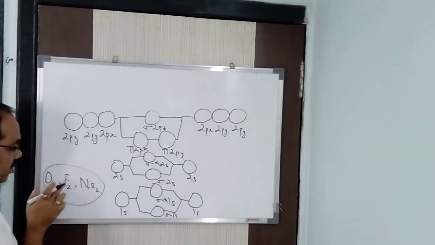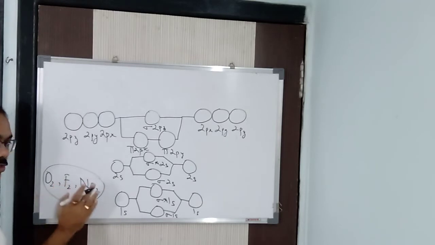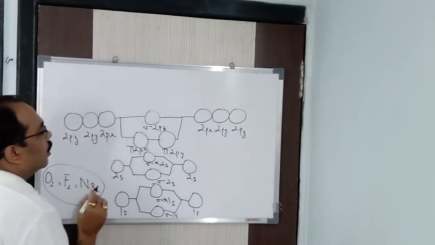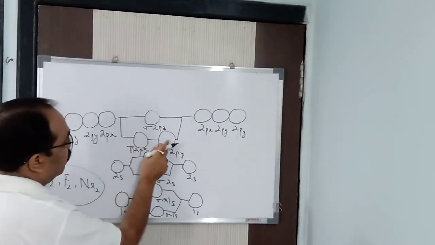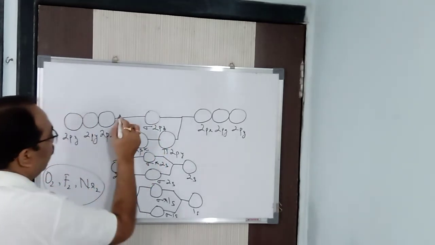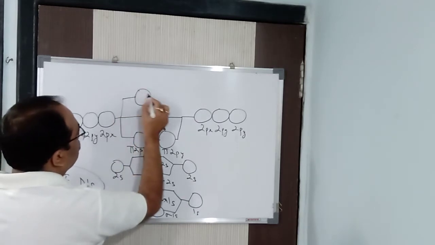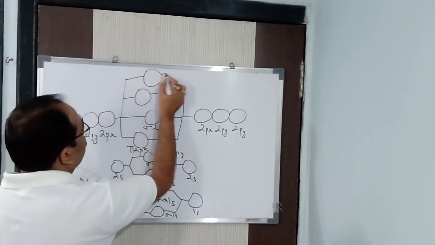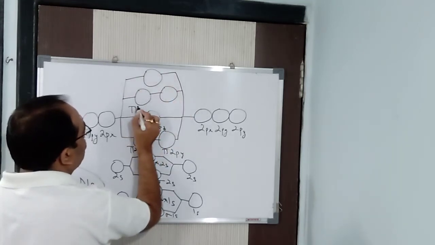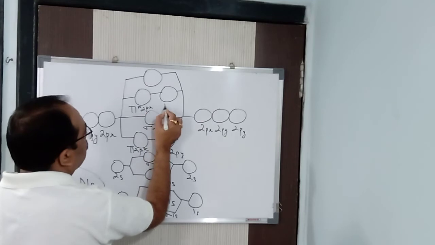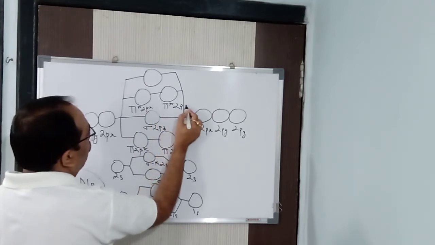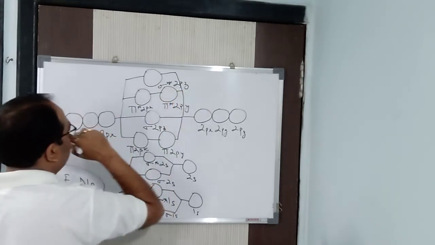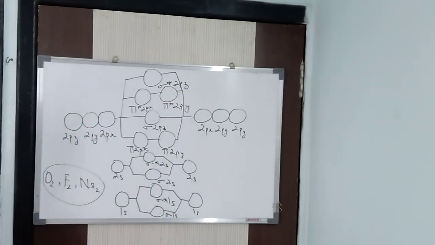This is not for oxygen, fluorine and neon, this is the diagram which I am doing. Leaving behind, I have said already, very clearly. Now next is pi 2px, pi 2py, then sigma 2pz. Then after that you will be having pi star 2px, pi star 2py, and this is your sigma star 2pz. In this way it will be filled up.